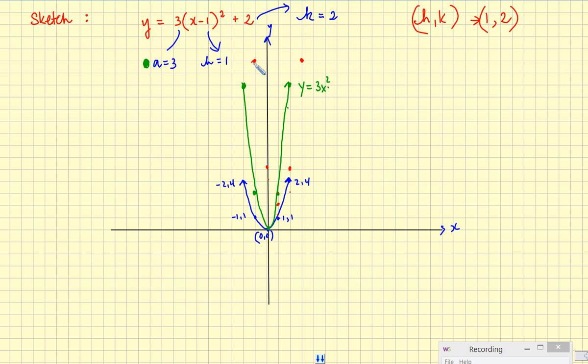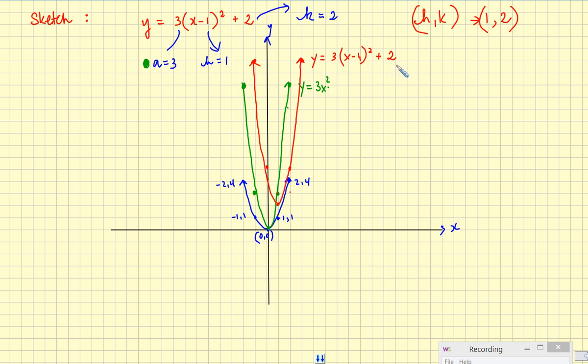So that my new graph, or my final graph, is going to be found at, okay, I just need to do a proper graph. It's kind of hard to sketch this. So my graph then will look like this. And this is my y is equal to 3 bracket x minus 1 all squared plus 2. There's my final graph.